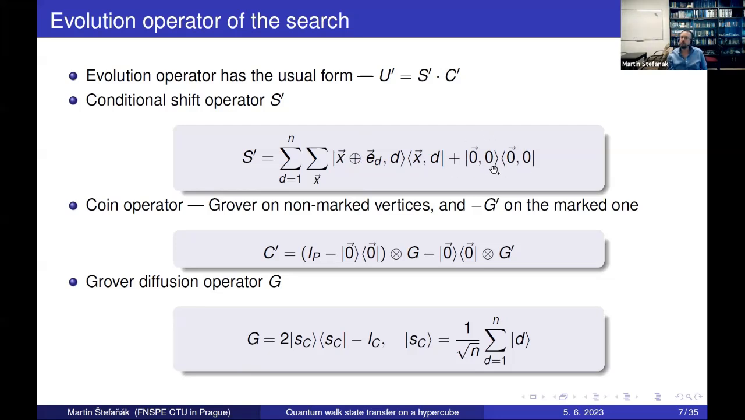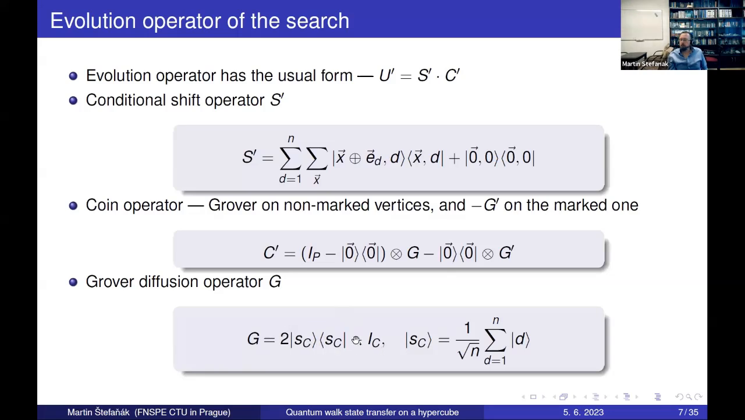And we have also the loop at the marked vertex. So if I'm in the loop, I'll stay in the loop. So this is the shift operator, and the coin acts on the individual vertices locally. It mixes somehow the directions or the states of the directions. So we use what is the typical choice for the quantum walk search algorithms, the so-called Grover coin operator on the non-marked vertices, and then something which I denote as minus G prime on the marked vertex. I'll show that on the next slide. So the coin operator looks like this. I have the Grover coin everywhere except at the marked vertex, and at the marked vertex I have the minus G prime. And this Grover diffusion operator comes from the original, abstract Grover search algorithm.